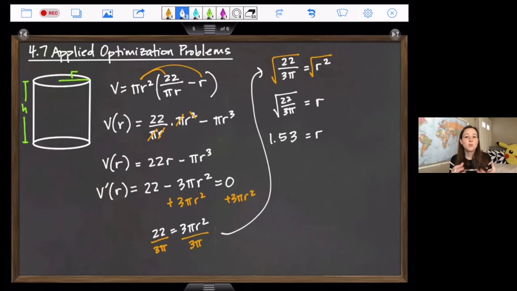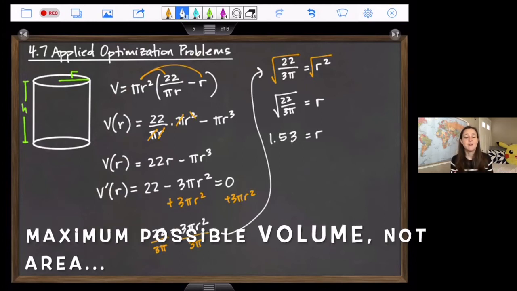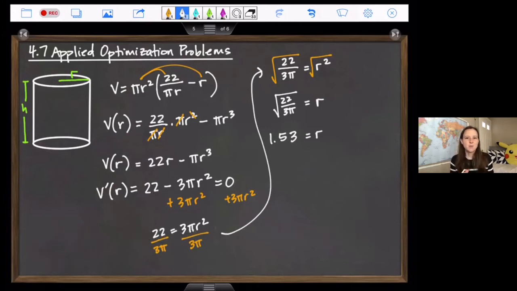We do need to prove that this is the maximum possible area, that we haven't accidentally found the minimum possible area. The interval I saved for the end on purpose. I wanted us to see what this critical value was first. So on the last one, I picked some sort of ridiculous values that didn't make any sense to be our boundaries. I'm going to pick this interval over here.